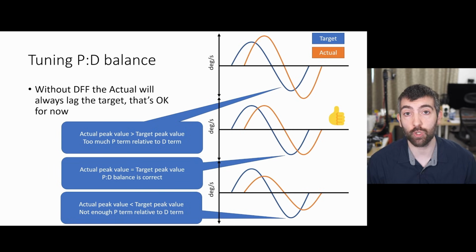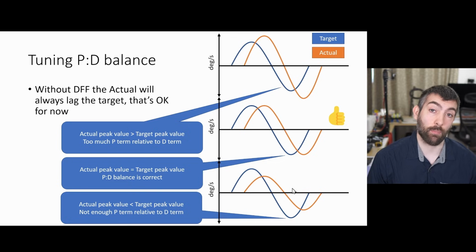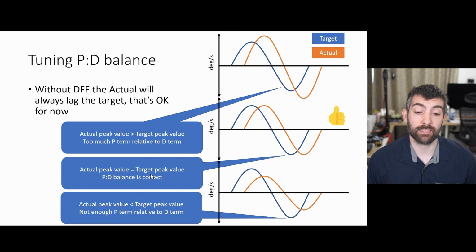So you need to reduce your p-term or increase your d-term. If you have a target graph that is larger, the peak is higher than in the actual graph, like this one down here, then that means that your PD balance is too d-term heavy. Your d-term is too large, and so that's meaning that your actual movement of the quad doesn't ever reach the same peak level as the target is requesting.